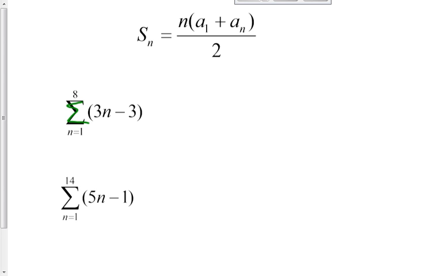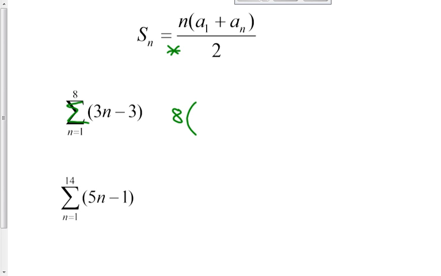Well, how do I do that? With this formula right here. I need to say this, n. How many terms are in my sequence? Well, I'm adding the first to the 8th term. That's 8 terms. And then I'm going to multiply by the value of the first term plus the value of the last term.